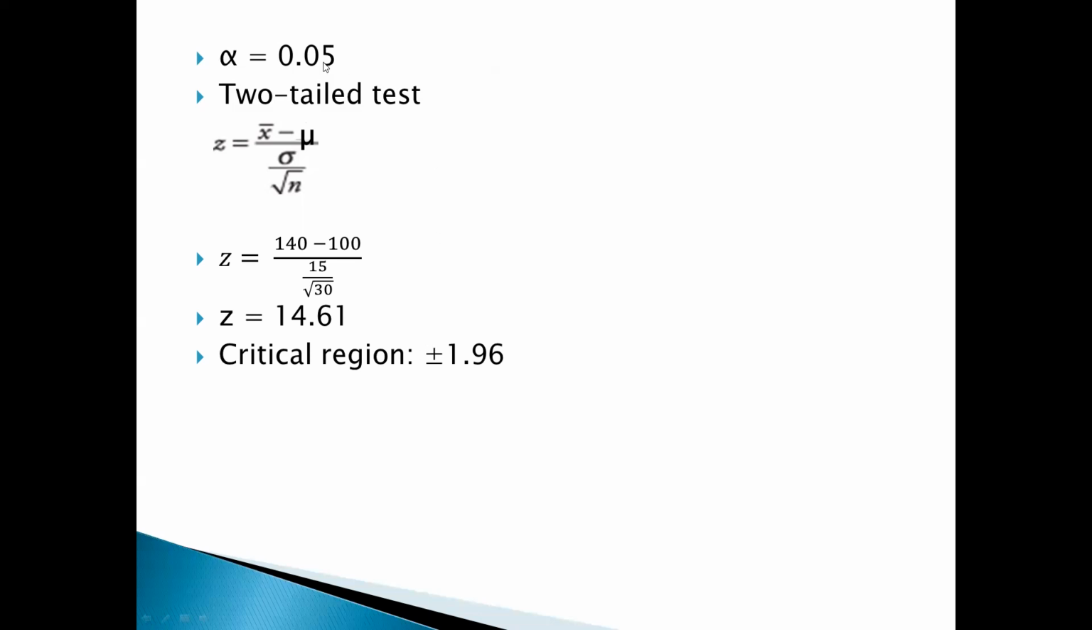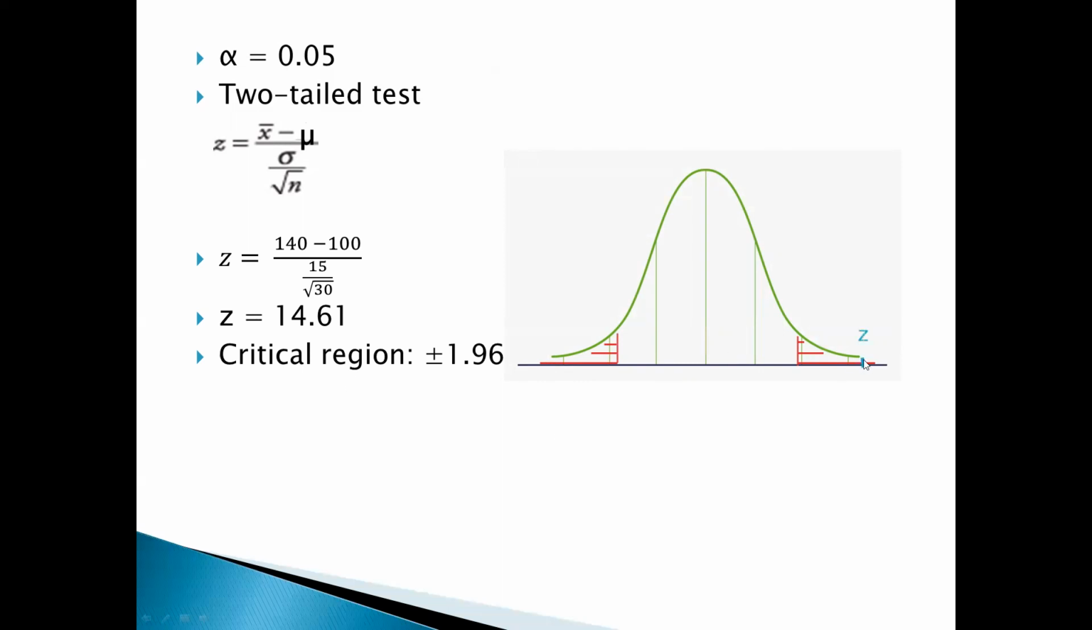Why is it plus or minus? Since we are using two-tailed test, it's on both ends of the curve, so positive and negative. So we have here the red marks, left and right. 1.96, so approximate na yung position of the 1.96. And then we plot the 14.61, which is towards the end part of the curve.